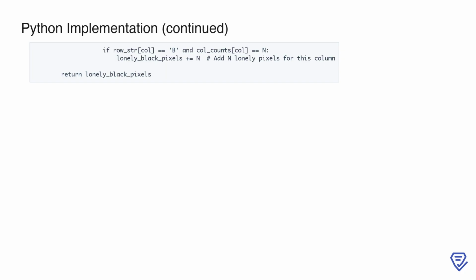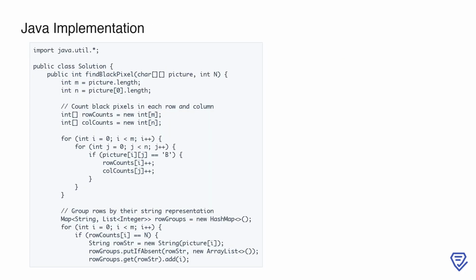Here, we start by defining the method findBlackPixel, which takes a 2D character array picture and an integer n as inputs. The first step is to determine the dimensions of the picture matrix, storing the number of rows in M and the number of columns in N. Next, we initialize two arrays, rowCounts to track the number of black pixels in each row, and colCounts to count black pixels in each column. These arrays are essential for identifying rows and columns that meet the criteria later on.